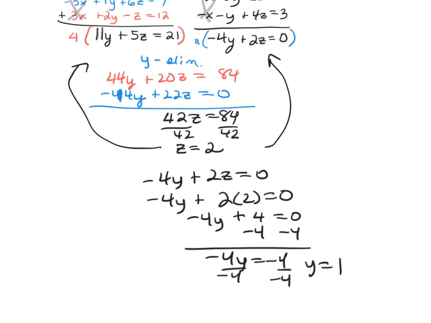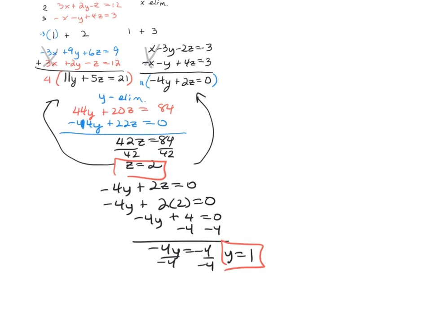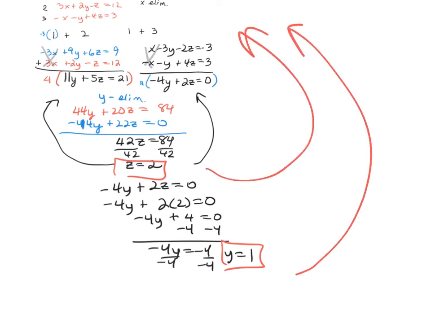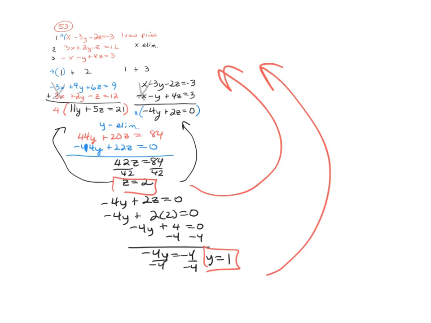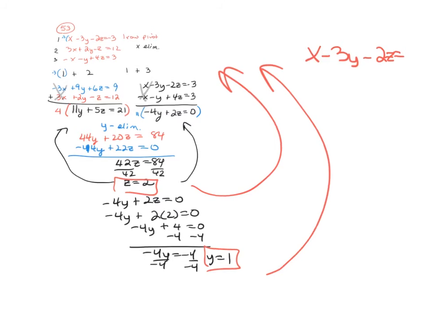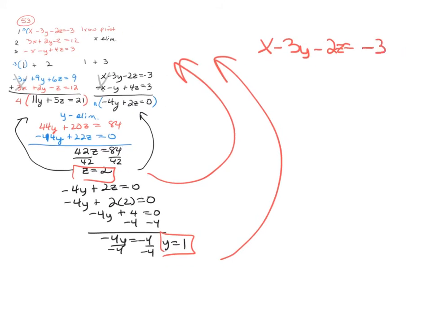I now take this and go back to the beginning with both and pick one to plug it into. Doesn't matter which. So let me go ahead. I'll just do the first one. So x minus 3y minus 2z equals negative 3. So my x was, I don't know. My y is 1. My z is 2.